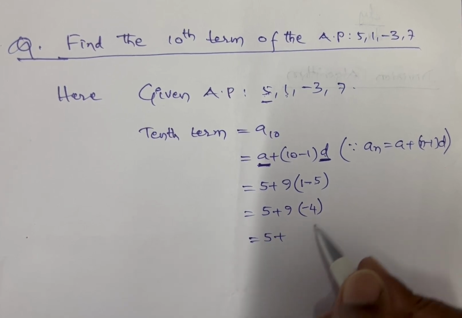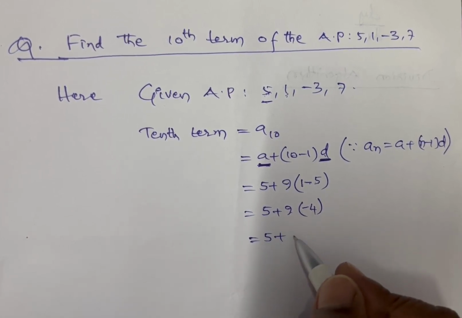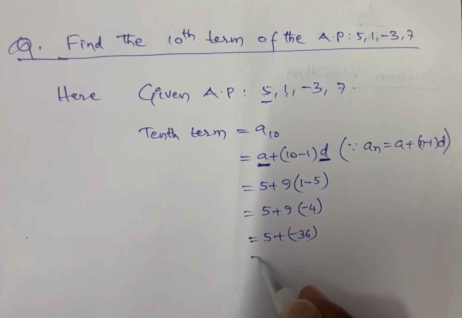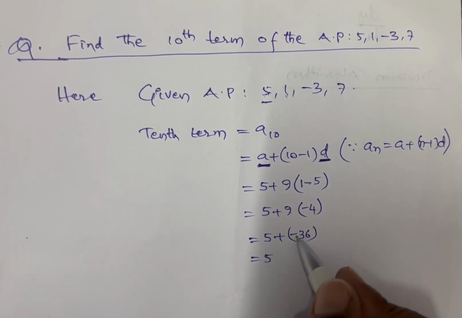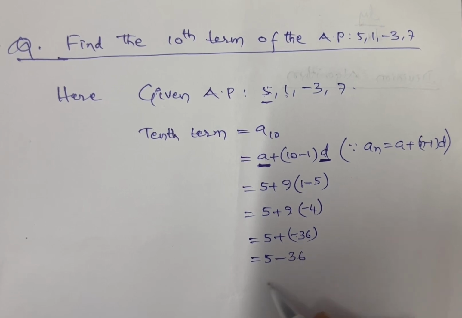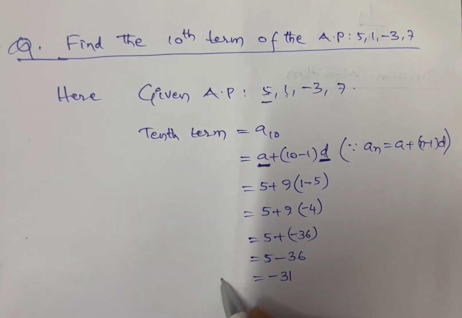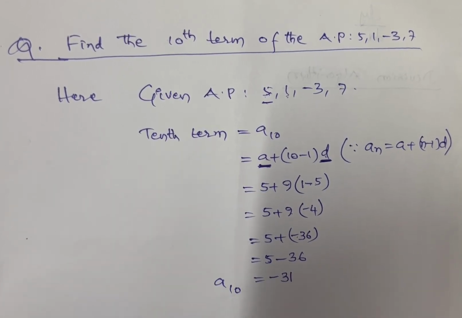5 plus 9 into minus 4 is minus 36. Here 5 plus into minus gives minus 36. Here 5 minus 36 is equal to minus 31, which is the A10.